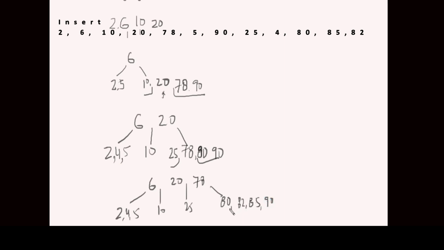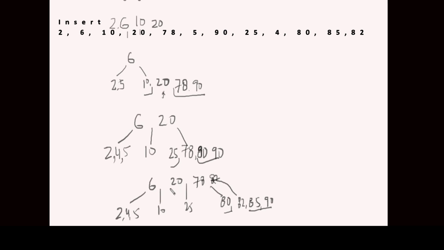Now again, this is something which is violating the order requirement. So we are going to split this into two parts. But here we have to observe, if 82 moves here, then this parent will be having four key values, which is again not fulfilling the requirement. So what we can do is, again, this is to be split. So it will again split into two parts.